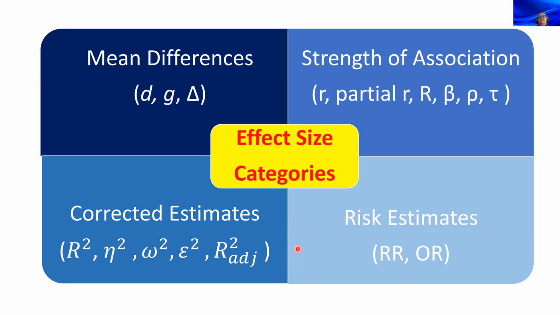So in these effect size categories, one of the things that could happen is we could make transformations to say, well, I want to find out what an R is from a D. I'd like to know what an odds ratio is from a D. And you can make those transformations.